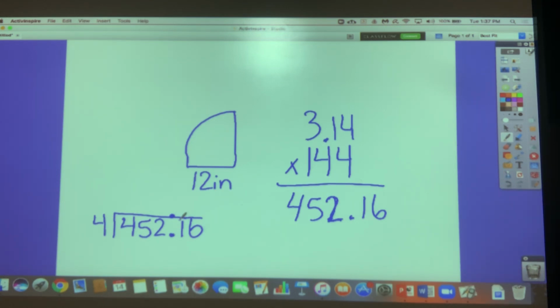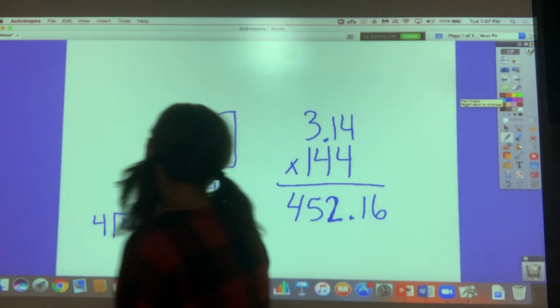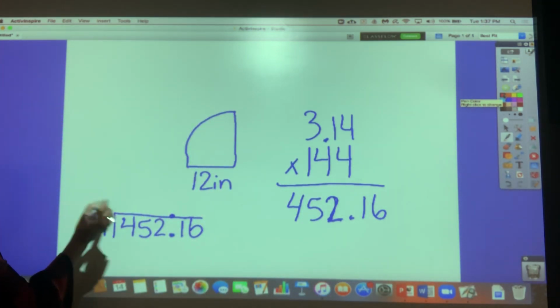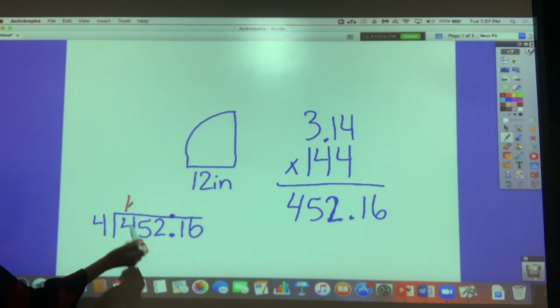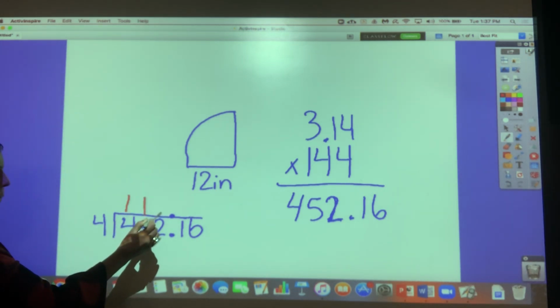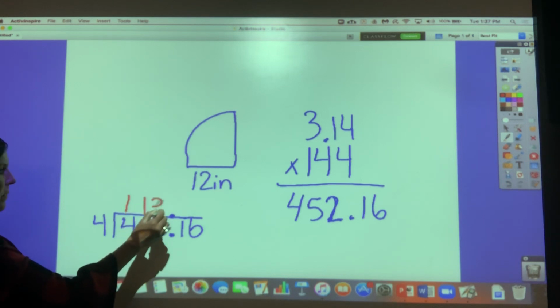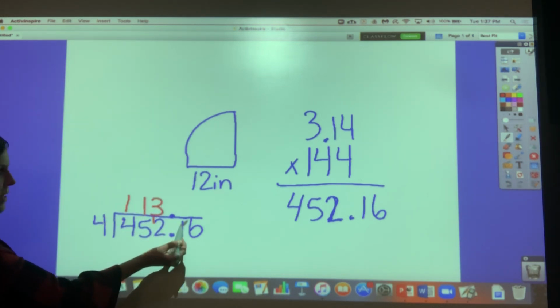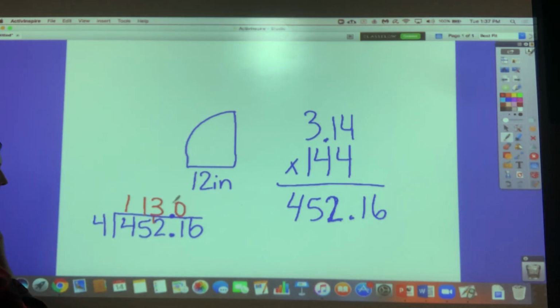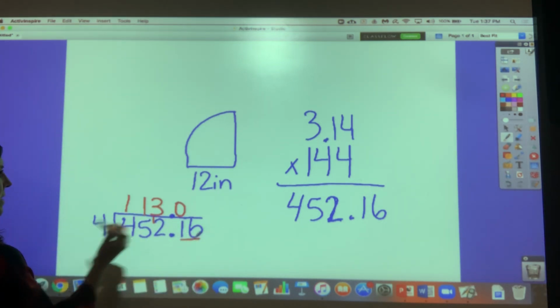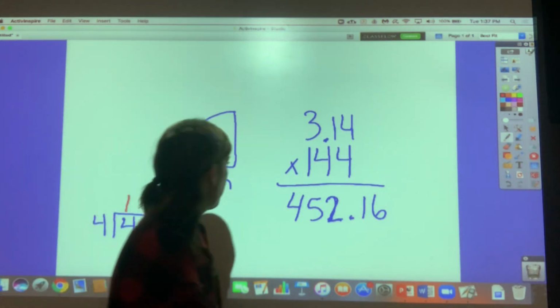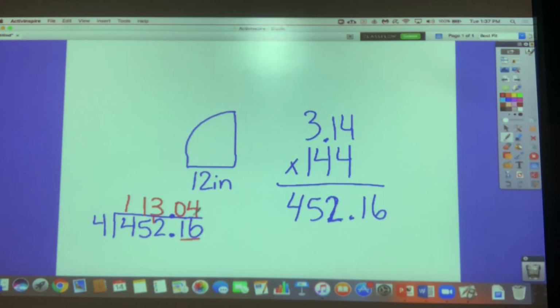Okay, hopefully you got 113.04. And just as a refresher about the 0, because some of us forget that as well. So 4 goes into 4 once with none left over. 4 goes into 5 once with 1 left over. 4 goes into 12 3 times. Okay, you can't go into the 1, so you have to put a 0 there. And then the last time you're going into 16, so you're going to get a 4. So 113.04 inches squared would be the area of that quadrant.